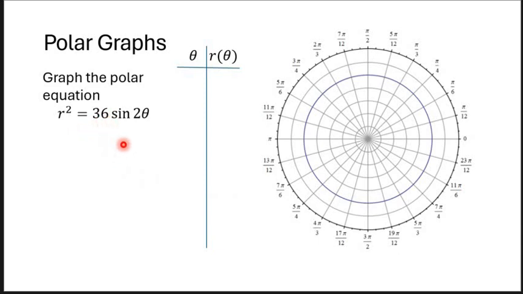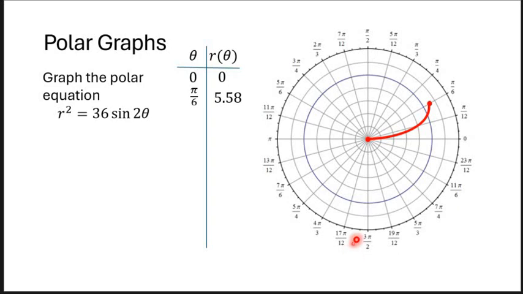So let's plot some points. If theta is equal to 0, I get the sine of 2 times 0, which is still the sine of 0, which is 0. So when theta is 0, I'm going to be graphing the pole. Now I'm going to plug in pi over 6. That's the sine of pi over 3 times 36, but that's equal to r squared. So I take the square root of that, and I get 5.58. And I'll plot that point. Then I'm going to connect those with a smooth curve. So connecting those with a smooth curve gives me that.